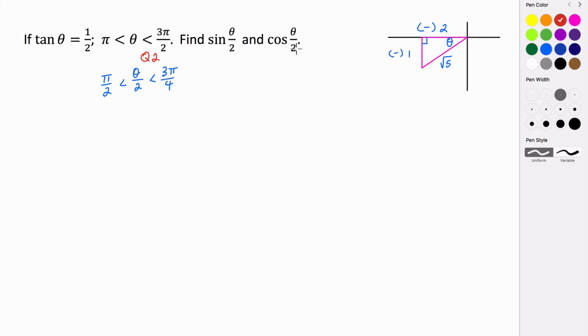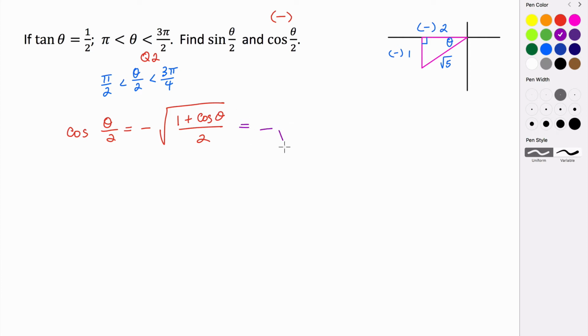And we know that the cosine in quadrant 2 is negative, which means we're going to be using the negative version of this formula, sorry. So the cosine of theta divided by 2 is going to equal negative square root of 1 plus the cosine of theta all over 2. So go ahead and plug in the values that we have here.